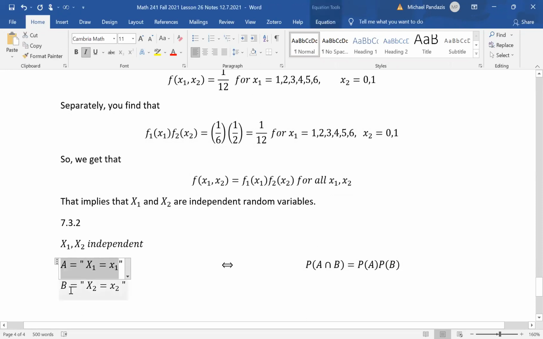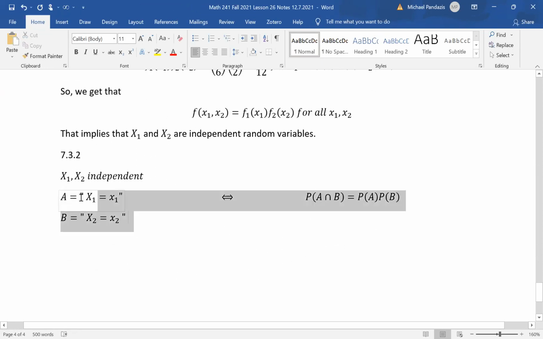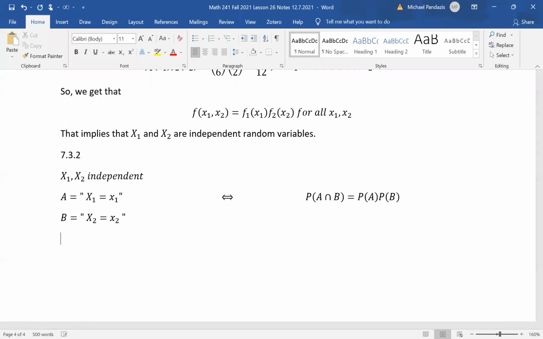Given that event A is this and event B is that, saying the probability that both X1 equals x1 and X2 equals x2 is equal to the product of those probabilities holds if and only if X1 and X2 are independent. So this is kind of just a restatement. It's saying that these two are equivalent. If you know one, then you know the other. One more thing, and then the material is done.